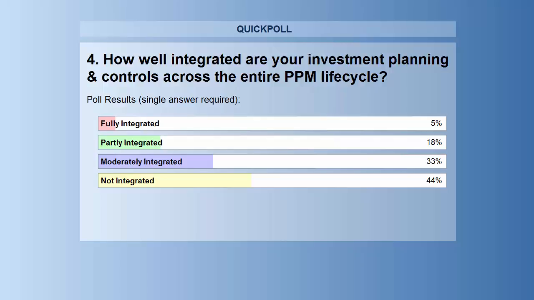Interesting. This is the way I would have predicted this poll to turn out. I think the last poll surprised me a little bit in terms of its results. But 5% saying they think they're fully integrated based on the definition I gave, partly integrated 18%, 33% moderately, and 43% not integrated.